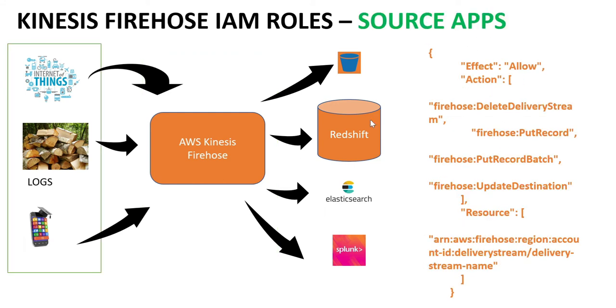Then for the source systems like this, Internet of Things or CloudWatch logs, if they have to write, then you should provide access, this one, like actions for delivery, delete the delivery streams, put record batch, update destination. This access should be given, put record, so that the records can be put here.